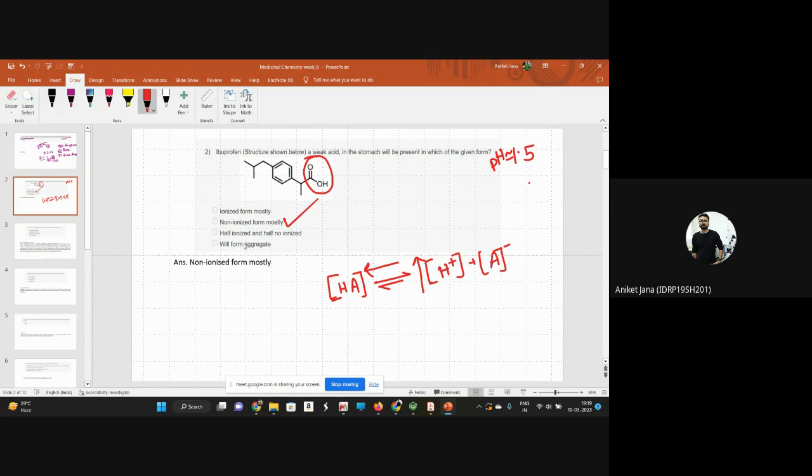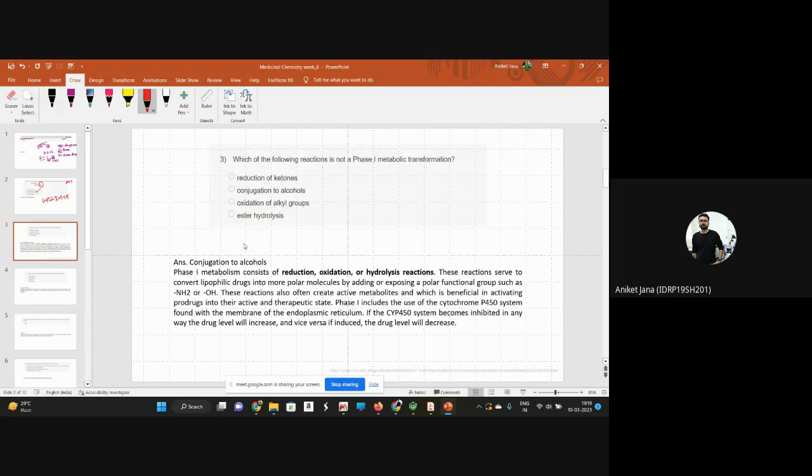Okay. Let's move to our next question. Which of the following reactions is not a phase 1 metabolic transformation? Can you tell me what is phase 1 metabolic transformation? In brief, not very specific, just what is the meaning of phase 1 metabolic transformation?